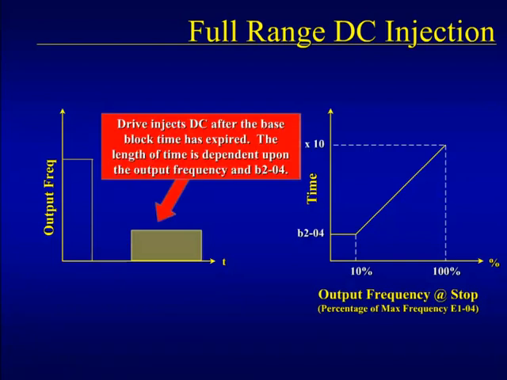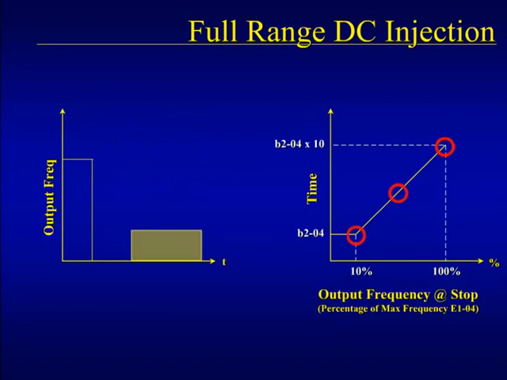After the base block time is finished, the drive begins sending DC injection to the motor for a certain amount of time. The time is dependent upon the output frequency and parameter B2-04, which is the DC injection time at stop parameter. The graph on the right shows how this time is determined. If the drive is running at 10% output frequency, say 6 Hz on a 60 Hz maximum frequency, then the drive will DC inject for the length of time in parameter B2-04. However, when the drive is running at the maximum output frequency, the drive will DC inject for 10 times the length of the time in parameter B2-04.